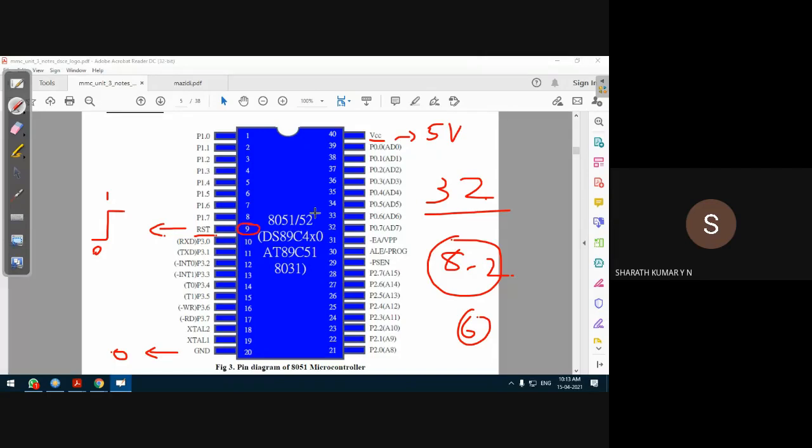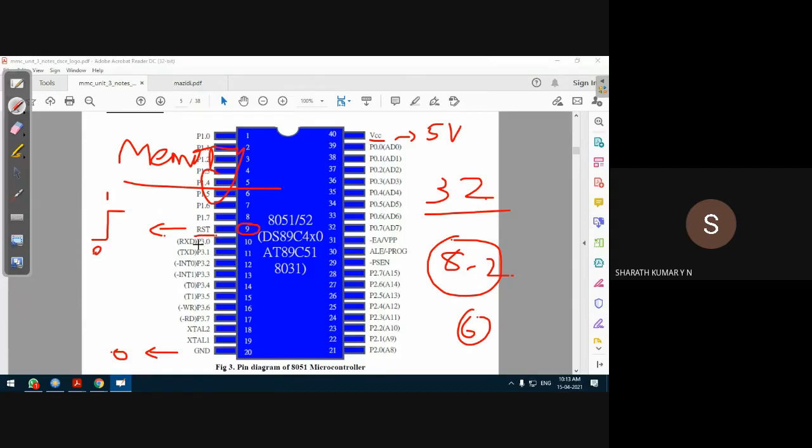The microcontroller will be reset. Reset in the sense it will restart, but all its memory content will be 0. All the memory content of the 8051 microcontroller will be reset to 0, except a few locations. What are those locations? We'll discuss in memory architecture.